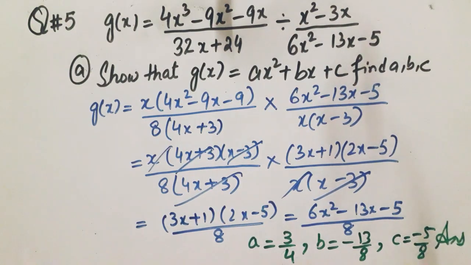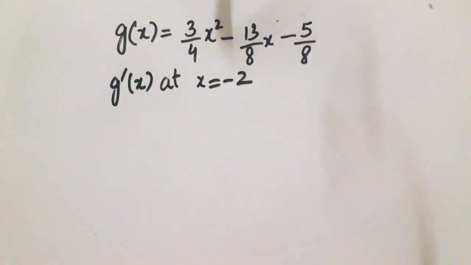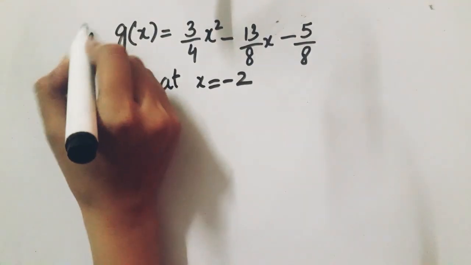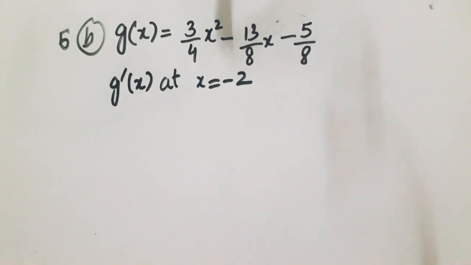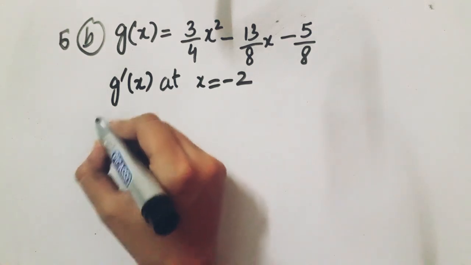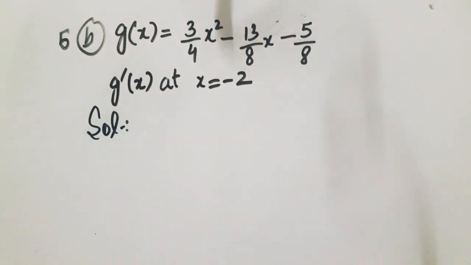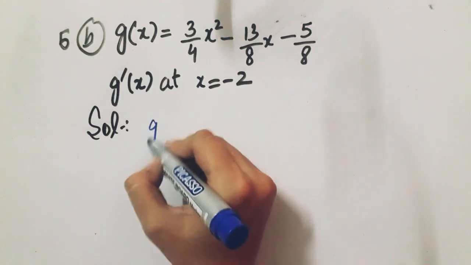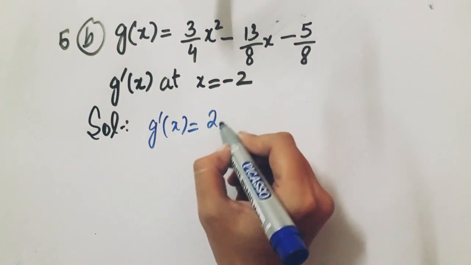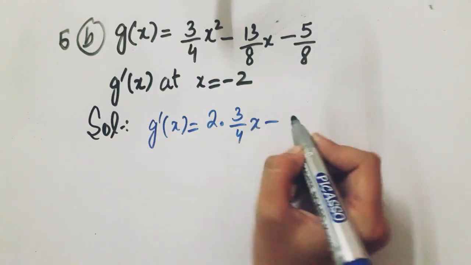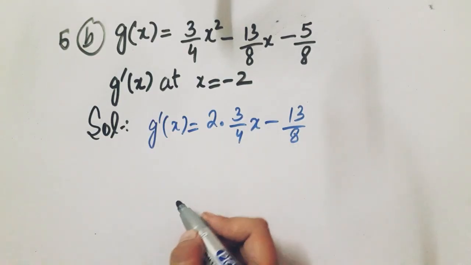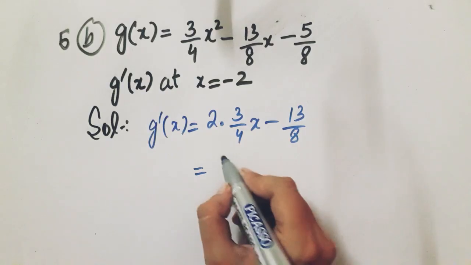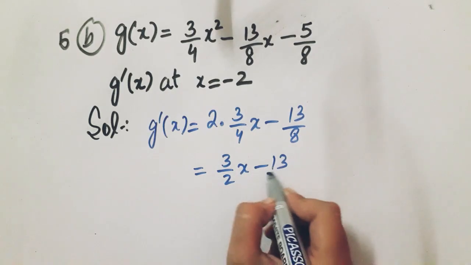Now we will solve the b part of this. Now we have to find in the b part of question number 5, find the derivative at x and then put x equal minus 2. So we will solve this as, g dash of x will equal 2 into 3 by 4x minus 13 by 8. So this will be 3 by 2x minus 13 by 8.